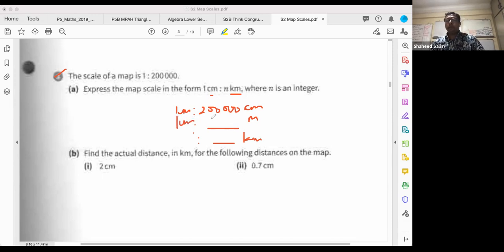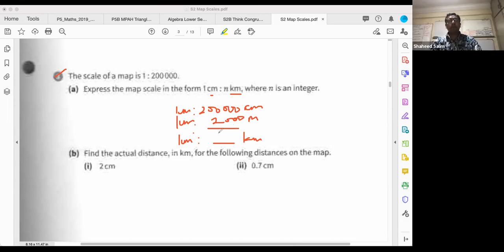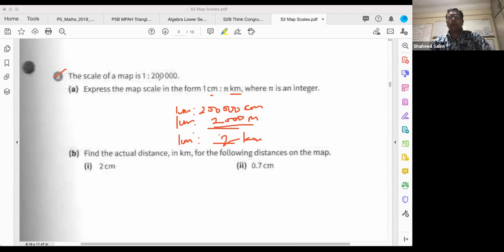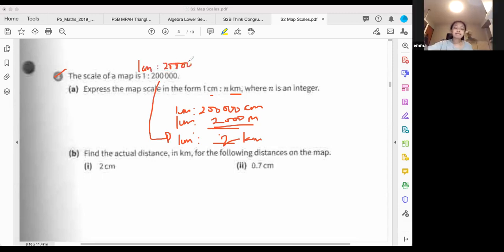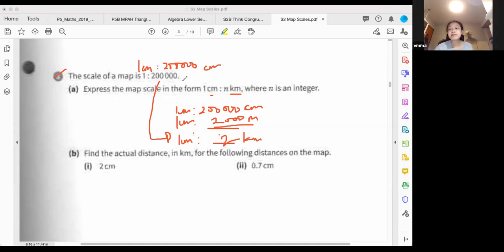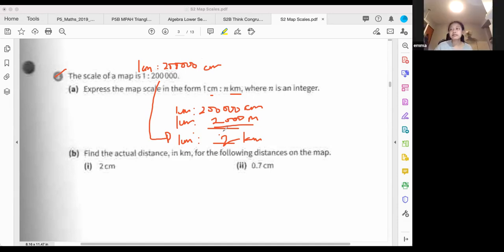First you get how many meters? 2,000. And then divide by 1,000, you get 2 km. So they want you to change from here to here. The difference is that again we are assuming the same units: 1 cm to 200,000 cm. And then they want you to change this side to km. So this side undergoes change, that's it. All right, are you okay?